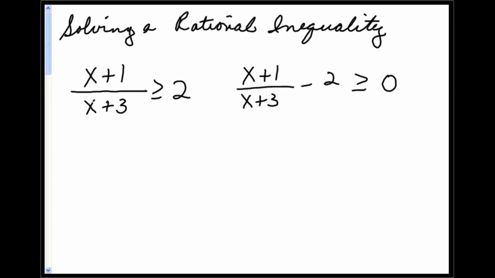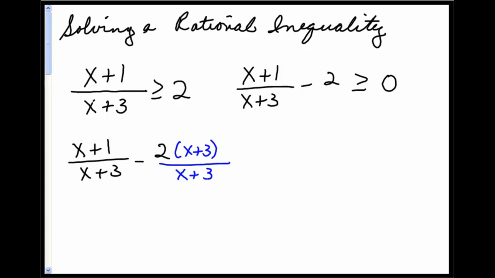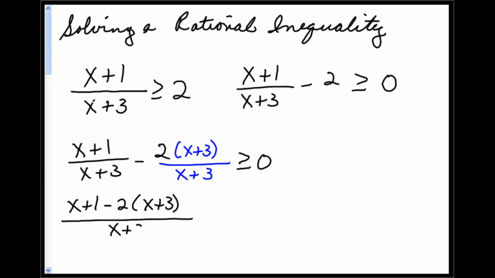We're going to have to subtract these two expressions, so we need a common denominator, which is x + 3. So rewriting, we'll have (x + 1)/(x + 3) - 2(x + 3)/(x + 3). We need our common denominator. This is now greater than or equal to 0. So combining the numerator, we'll have (x + 1 - 2(x + 3))/(x + 3) greater than or equal to 0.